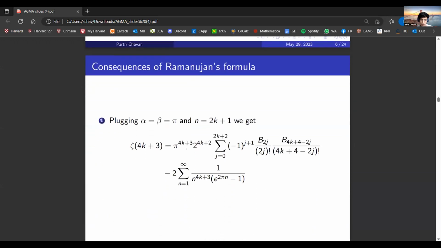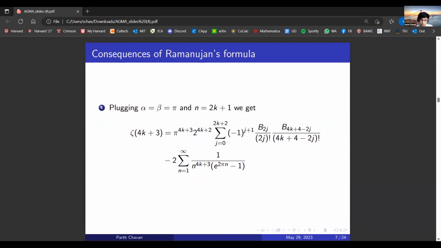As a consequence of Ramanujan's formula, when we plug in alpha equals beta equals pi and n equals 2k plus 1, we get the following identity for zeta of 4k plus 3, which was also found by Lerch in the 19th century. Notice that to prove that zeta of 4k plus 3 and pi are algebraically independent, it only suffices to prove that this series is algebraically independent with respect to pi.